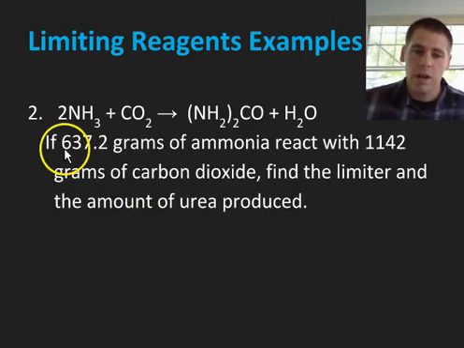So let's say we have 637.2 grams of ammonia, that's the NH3, and it's reacting with 1142 grams of carbon dioxide. So we're given 2 reactants, and so we don't know which one's going to run out first, right? Find the limiting reagent and the amount of urea produced. So it's asking for the urea. Let's actually use the stoichiometry to calculate how much urea each one of these is going to make separately, assuming we use them all.